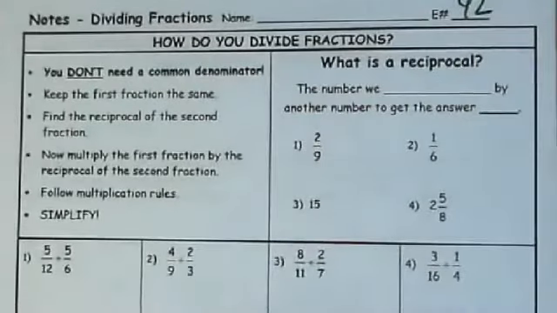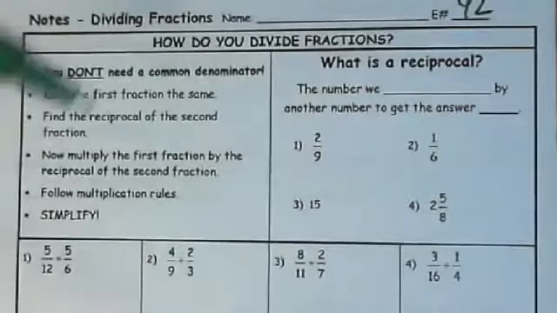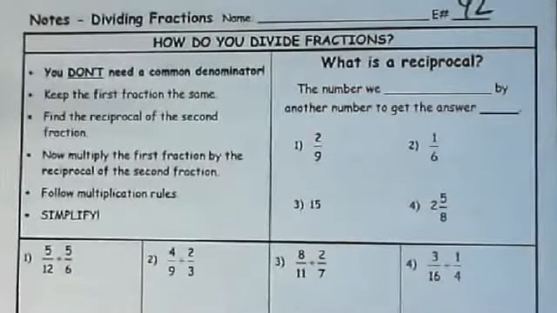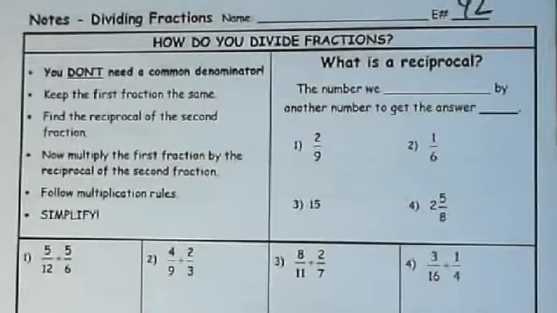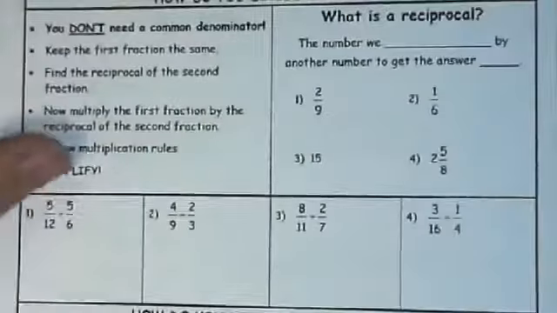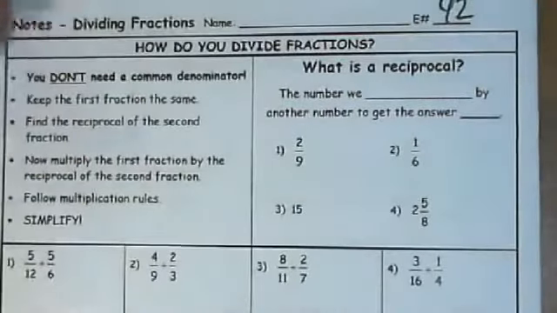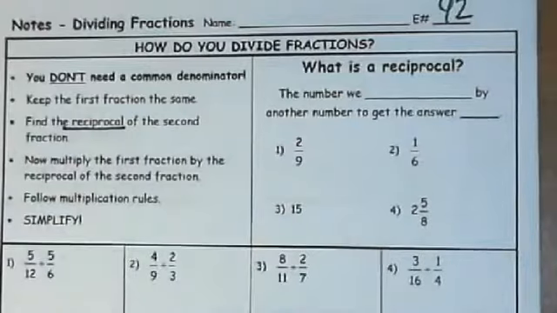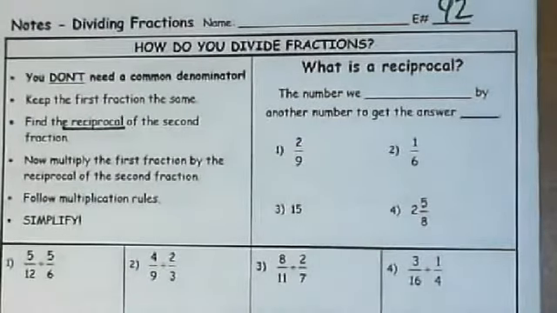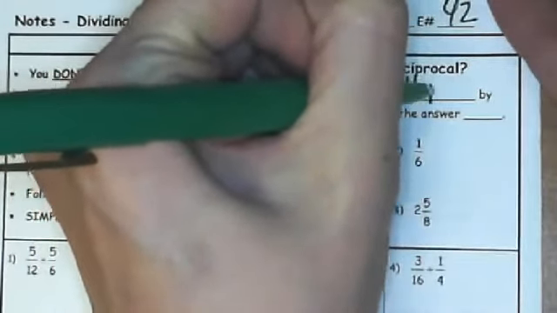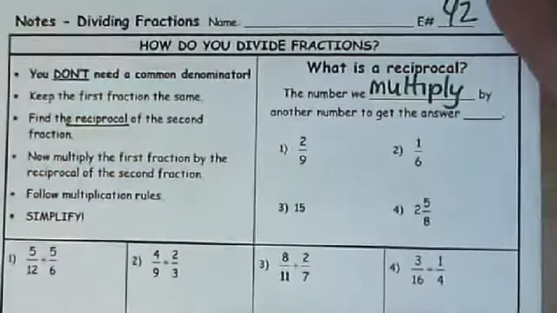You do not need a common denominator, just like in multiplying fractions. Right? You're going to keep the first fraction the same. You're going to find the reciprocal of the second fraction. Well, what is a reciprocal? The reciprocal is the number we multiply by another number to get the answer to be 1.